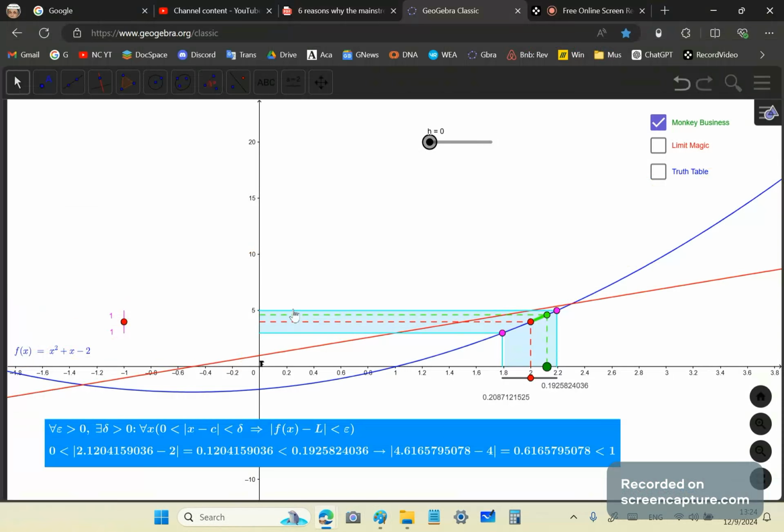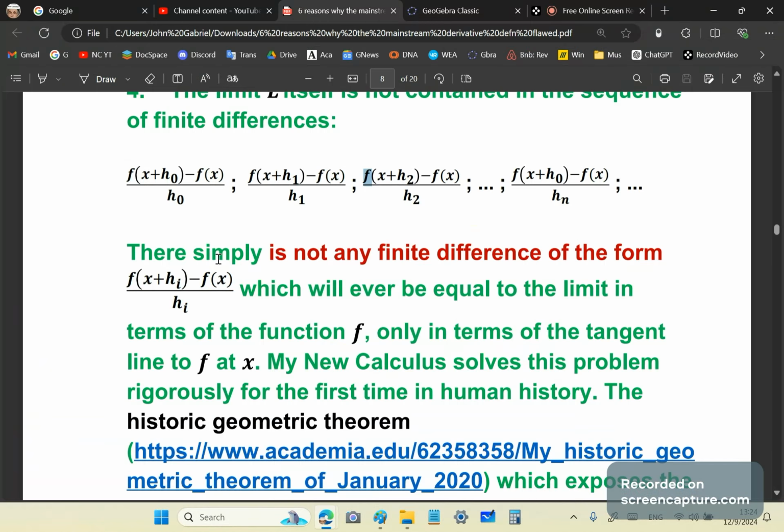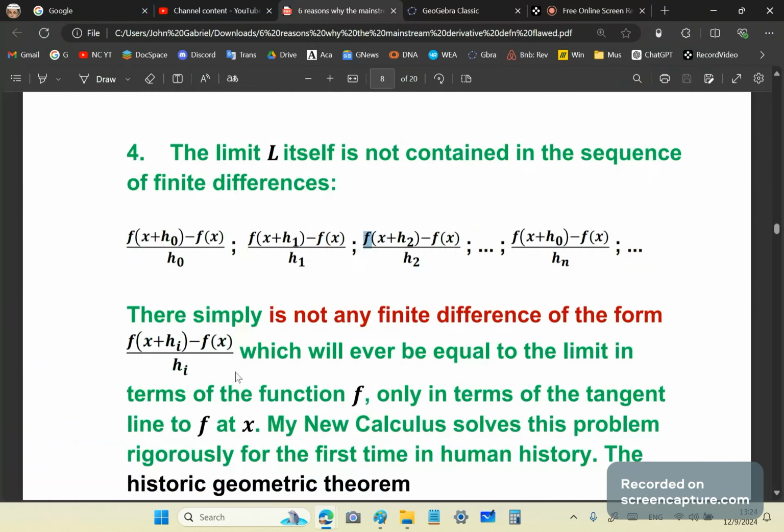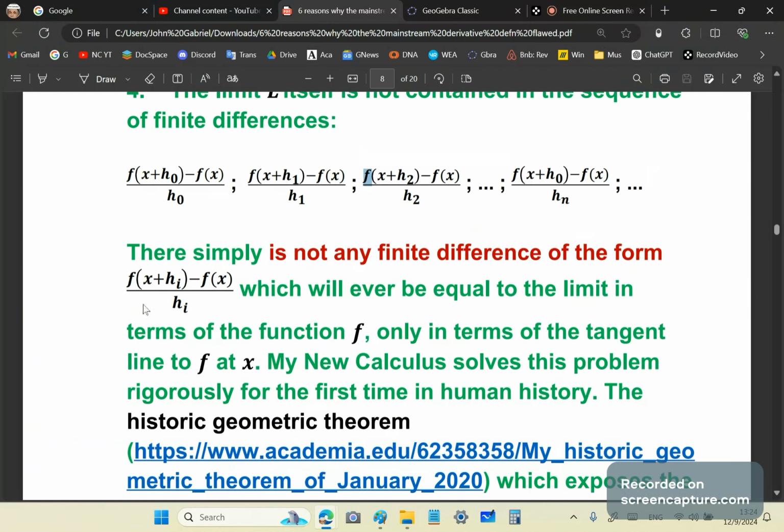Okay. I could also make this negative, and you'll have this line here popping below this red line here. Okay, below this red line. So the problem there is that there is no finite difference sequence which will ever give you the tangent line slope. So this reason number 4 is pretty important.